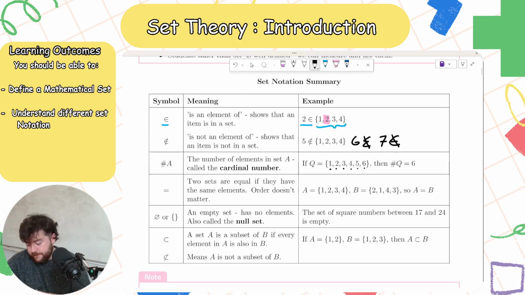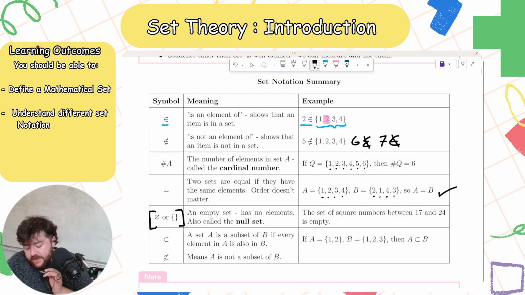Two sets are equal if they have the same elements. So A is 1, 2, 3, 4 and B is 2, 1, 4, 3. They are the same set, they're just out of order. The order doesn't matter in sets. We have the same collection of elements, so therefore A is equal to B. We then have this circle with a cross in it, or this empty bracket. This is called an empty set because it has no elements in it. It's also called the null set.